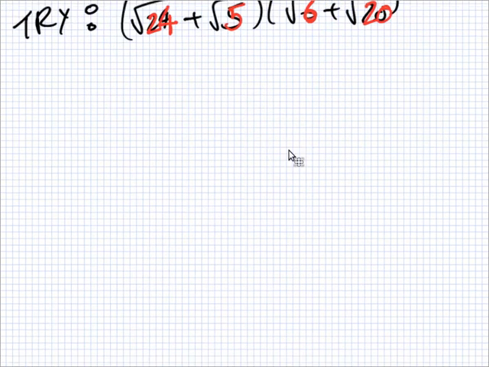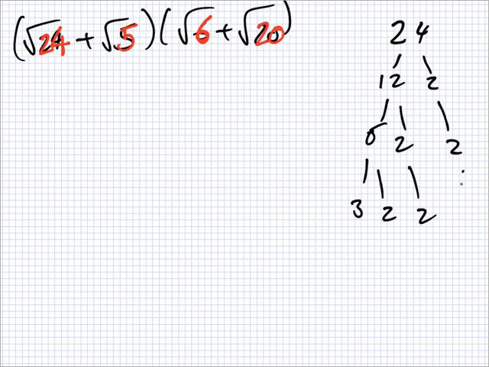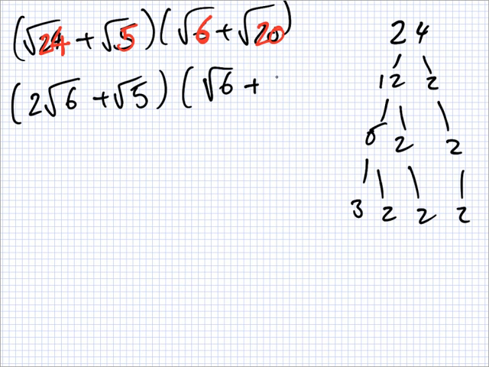Before we start, let's see what we're dealing with here. 24, that's 12 and 2, 6 and 4, 6 and 2, and 2, 3 and 2, and the 2 and the 2. So I can change 24 into 2 root 6. Plus root 5 becomes root 6 plus 2 root 5. Yeah? Right, multiplying that out.